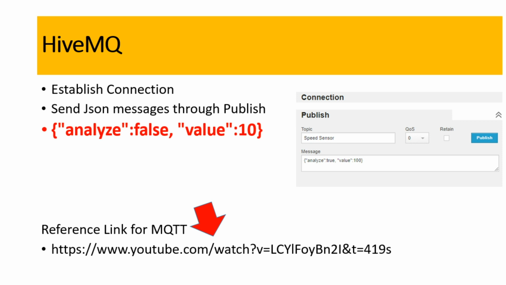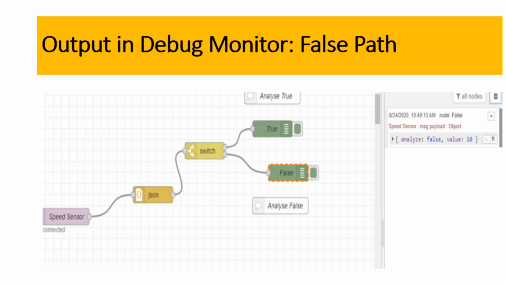Here I am going to send a message as analyze false and the value as 10. If analyze is equal to false, the condition is false, and the value is going to be 10. That value I am going to pass and publish. Once you publish it, you could see the output in the debug monitor: analyze false, value is equal to 10. Once you click this value, you could see which path has been configured. So this false path has been configured here.